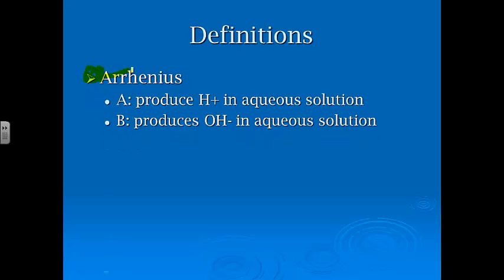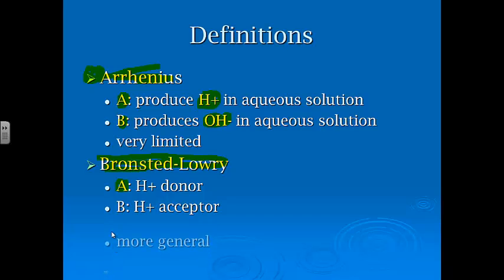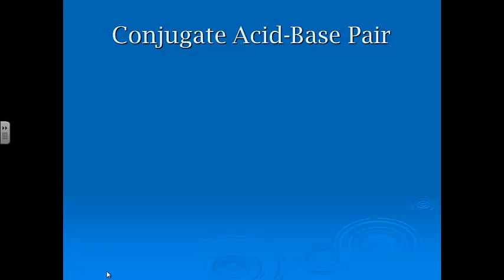First one is Arrhenius. Arrhenius's definition of an acid is something that produces hydrogen ion in solution, whereas a base produces hydroxide, and this is our most typical definition, but it's very limited because not everything that acts like an acid and base falls into this. Then we've got Bronsted-Lowry. Bronsted-Lowry is a little bit broader. The acid is the hydrogen donor. The base is the hydrogen acceptor, which is a little bit more general, okay? And we will eventually cover Lewis acids a little bit later in this unit as well.